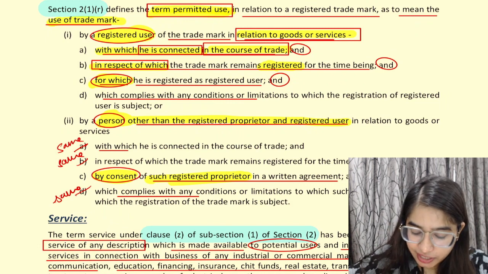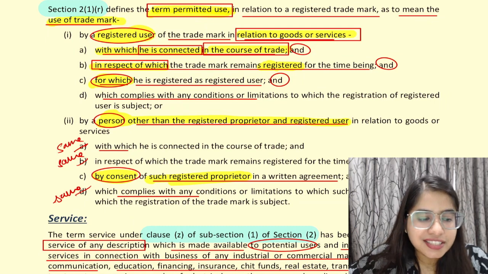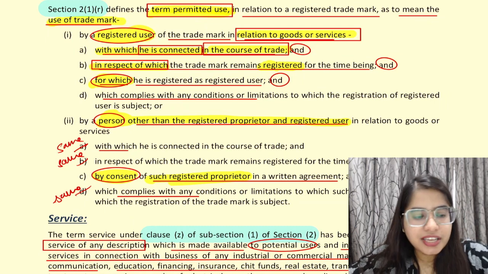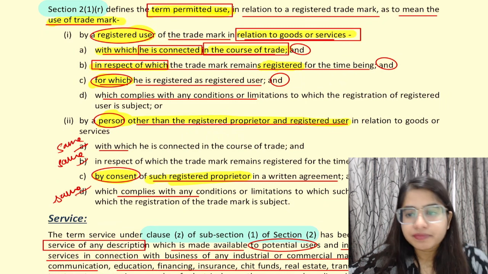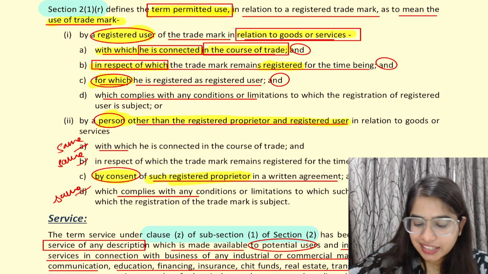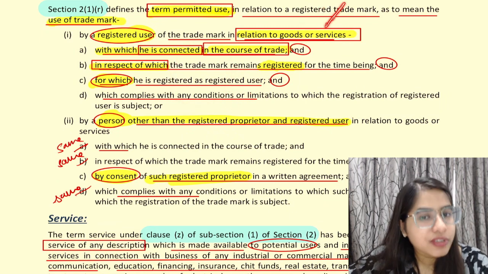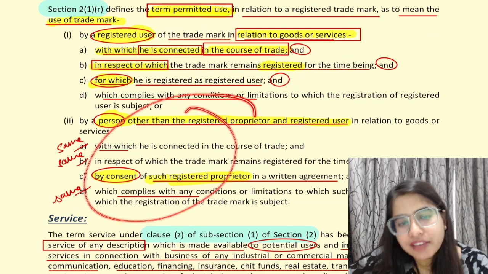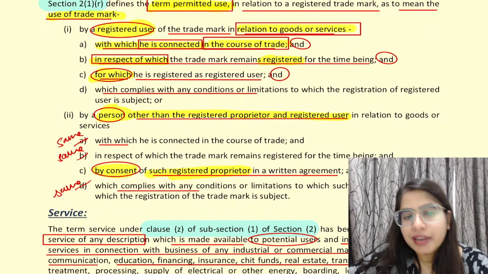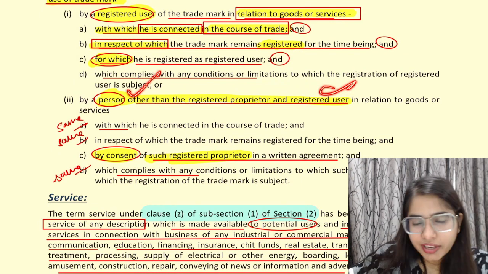And number three, for which he himself is registered as the trademark owner, and which complies with such other conditions. So these four conditions should be satisfied, then only you can use that trademark for the respective goods and services. And the same points are given for another person also. The trademark can be used by any person other than the registered owner, provided the following conditions are fulfilled.